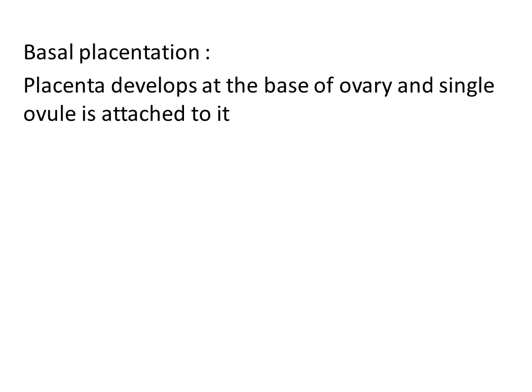In all the other four types we have seen that there is not a single ovule; many ovules get attached to the placenta, but in basal placentation only one ovule is attached to the basal placenta. The position of placenta is the base. Clear? So this kind of placentation is named basal placentation. You can have a look at the diagram. This is the cross section of ovary where we can see basal placentation. Observe the position of placenta, located towards the base, and to the basal placenta only one ovule is attached.